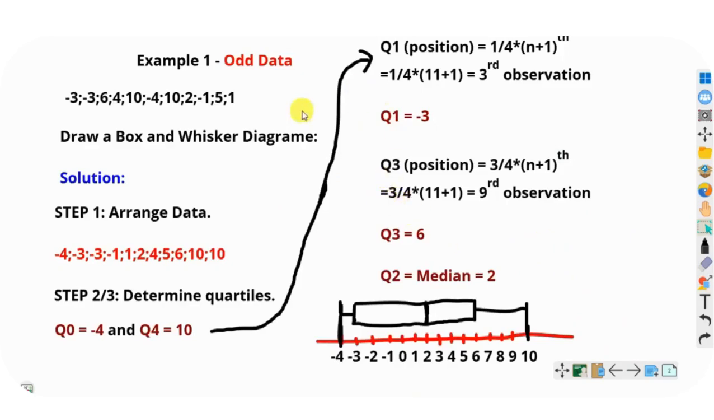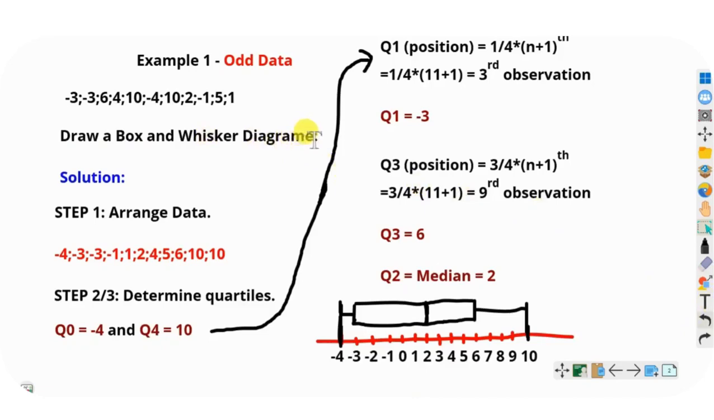So let us get that. Here we have example 1, and it has an odd data. The reason they specify odd data is because when you have an odd data, the workings are a bit different from when you have an even data. How do we tell that the data is odd? Well, we know odd numbers: 1, 2, 3, 4, 5, 6, 7, 8, 9, 10, 11. So the data is odd. They say draw a box and whisker diagram.